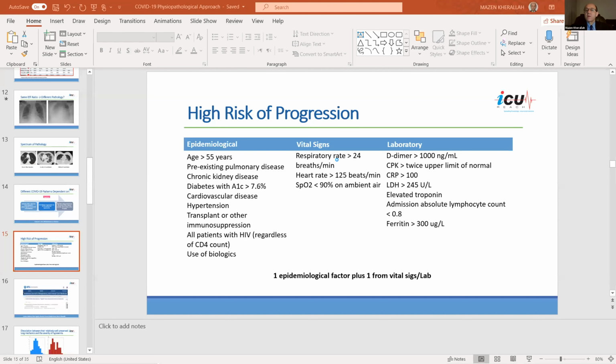Go ahead, Dr. Khairallah. So in regards to the first question, those are the markers that predict that there is a high risk of progression to worse disease. Dr. Hamad, can you go to presentation mode? Sure. Thank you.